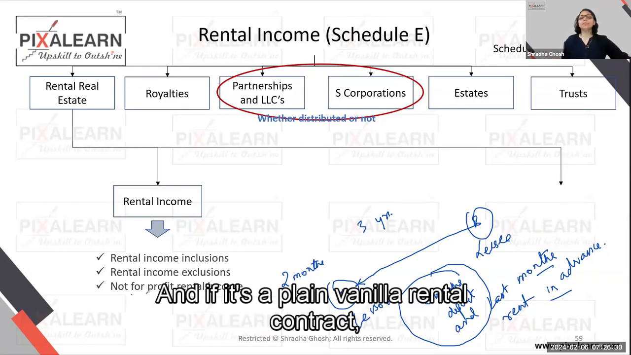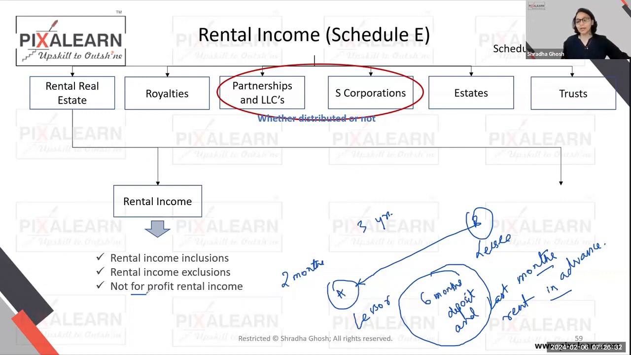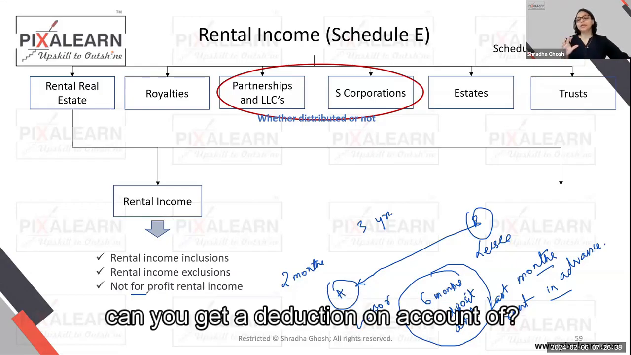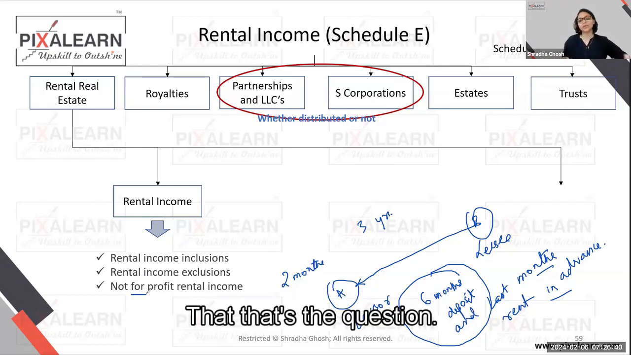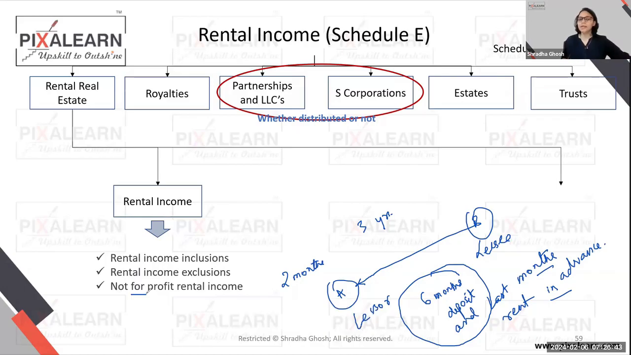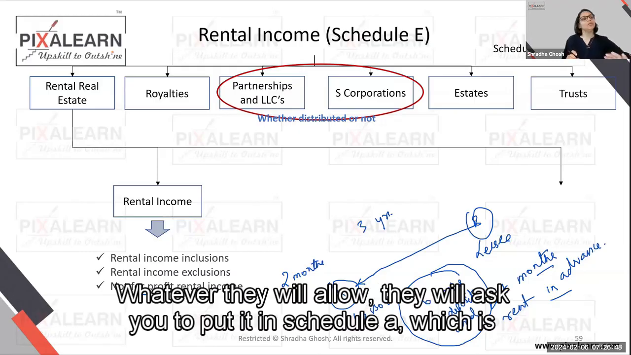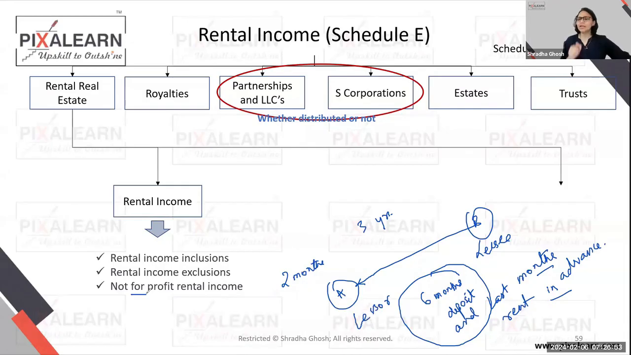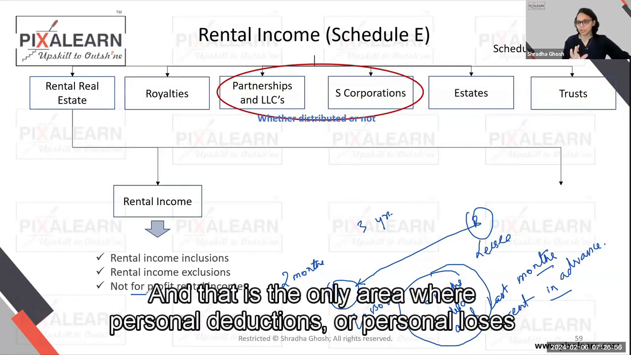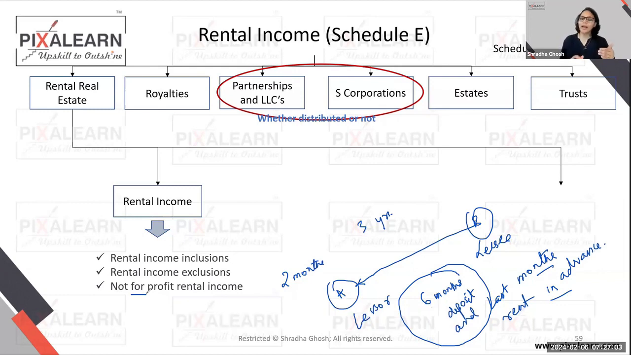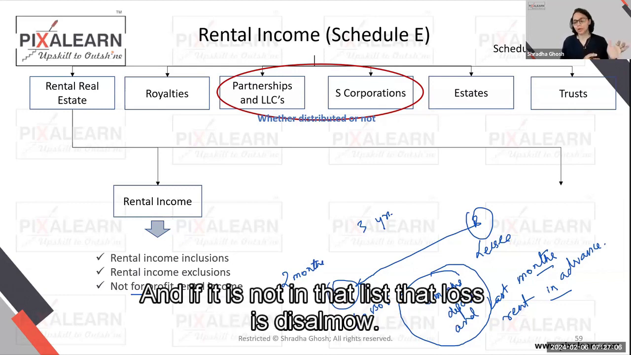And if it's a plain vanilla rental contract, if you are spending some money to generate that income, can you get a deduction on account of that? That's the question they'll ask you. Why? Personal losses are never allowed as a tax deduction. Whatever they will allow, they will ask you to put in Schedule A, which is itemized deduction, and that is the only area where personal deductions or personal losses can be allowed, if at all. They have given you a list of items that we will allow you to claim personally, and if it is not in that list, that loss is disallowed.